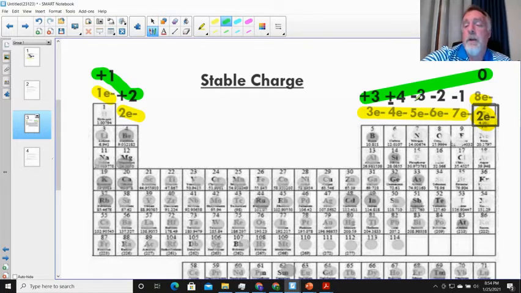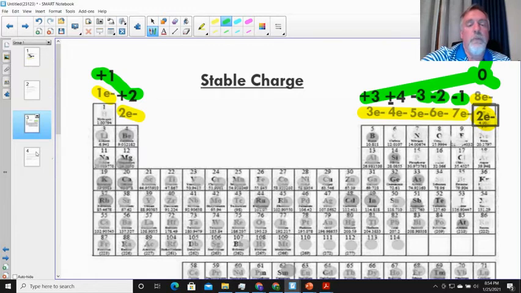You get to group 5, now we're getting closer to the full shell on the right side here. It's easier to pick up 3 electrons than it is to lose the 5 that it has. So it's going to pick up 3 electrons, 3 negative particles. It's going to have that charge of -3, right? Group 6 only needs 2 more to get to 8, and group 7 needs only 1 more. And of course, then group 8, it's already got 8 electrons. It doesn't need any more.